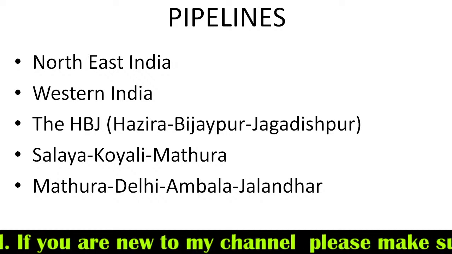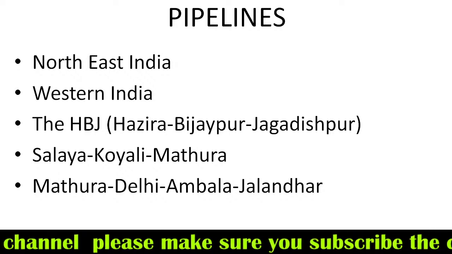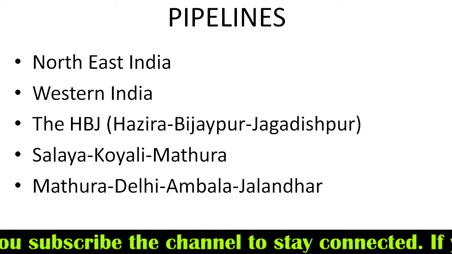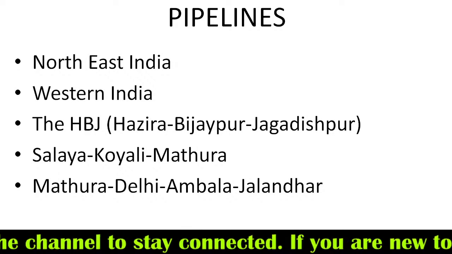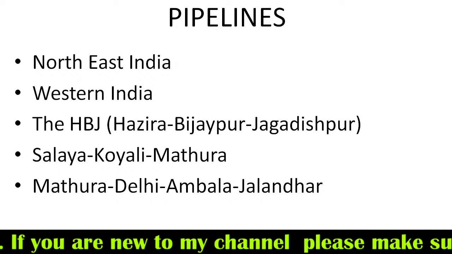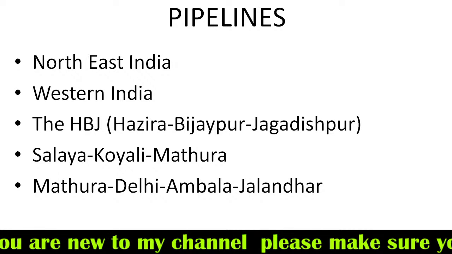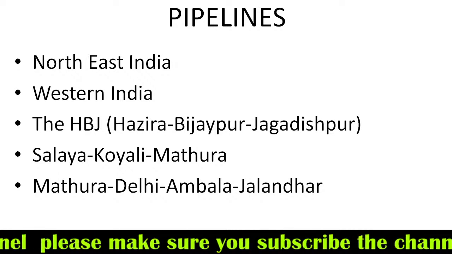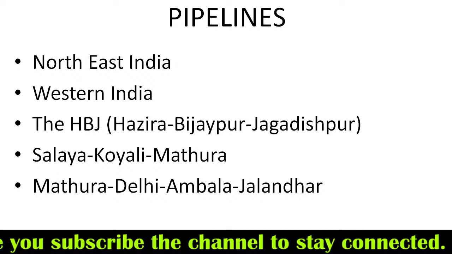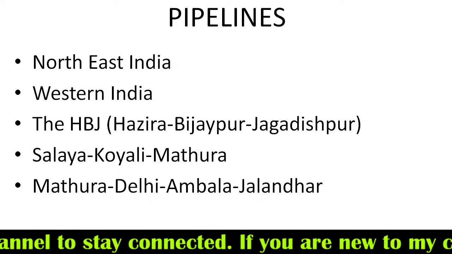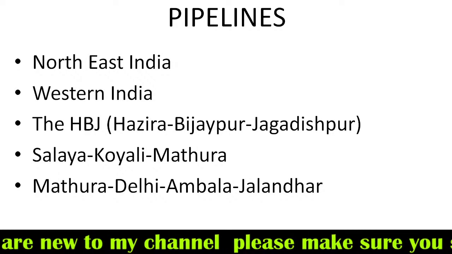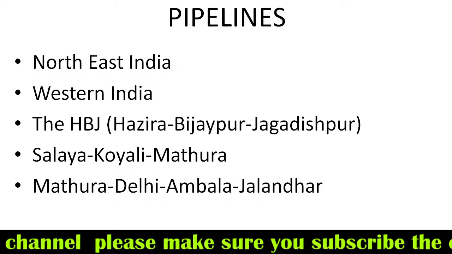Next we have another important one, the Salaya Mathura pipeline passing through Koyali. Salaya is located at the coast near Vadinar in Gujarat. This pipeline carries crude oil for the Indian oil refineries at Koyali in Gujarat, Mathura in Uttar Pradesh, and Panipat in Haryana from Salaya.